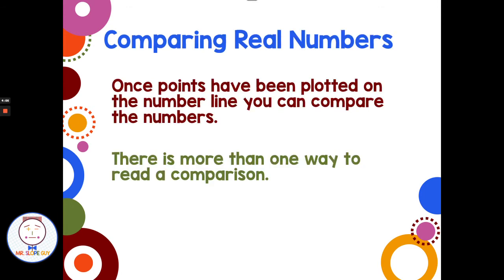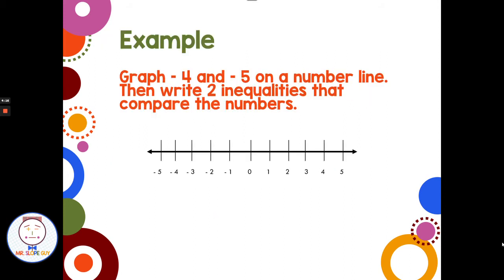Once we have points plotted on the number line, it's really easy to compare which is bigger and which is smaller. There is more than one way to read a comparison. For example, if we graph -4 and -5 on a number line, then we want to write 2 inequalities that compare the numbers. So let's first put these points on a number line. We have -4 and we have -5. We can write 2 different inequalities. We can talk about which one is larger than the other. Further to the right would be larger. And we can talk about which one is smaller. Further to the left, the smaller the number. So there are a couple different ways we could write our inequalities.